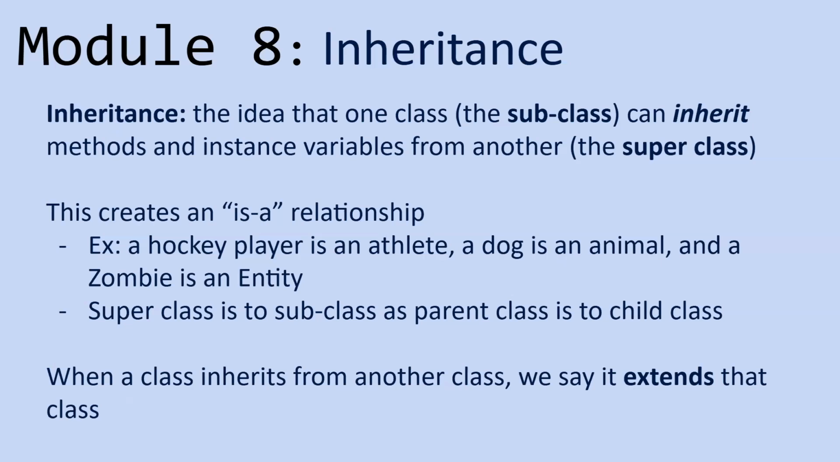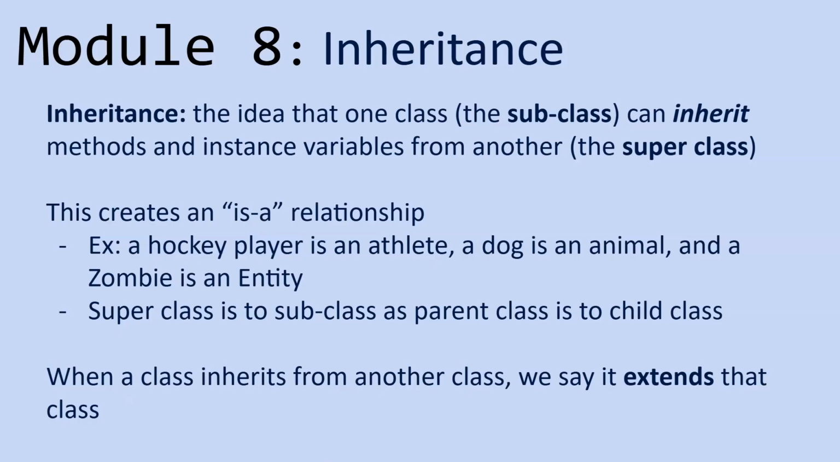Let's say maybe we can make hockey player a subclass of an athlete class. Then we would say hockey player is an athlete. A dog, let's say that's a subclass of the animal superclass. Well, a dog is an animal. And if you've done assignment 8, a zombie is an entity. There's also some different terminology. We use superclass and subclass. Some people call it the parent class and the child class, though. So parent class is the same thing as superclass, and child class is the same thing as subclass.